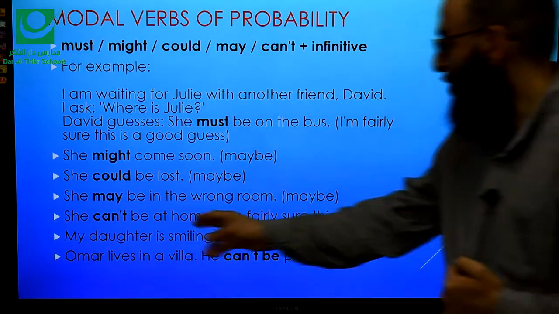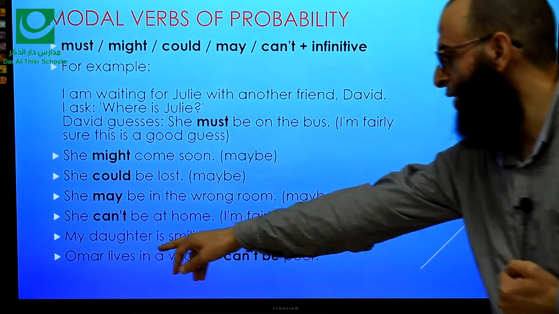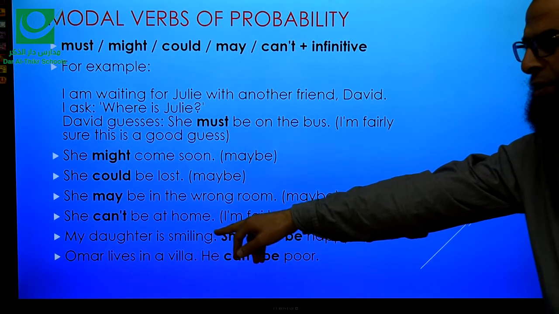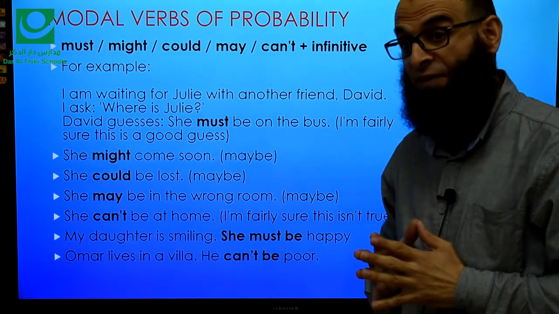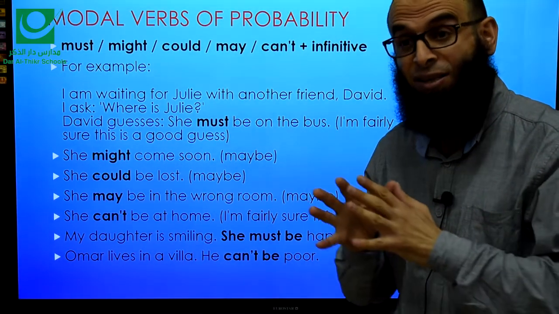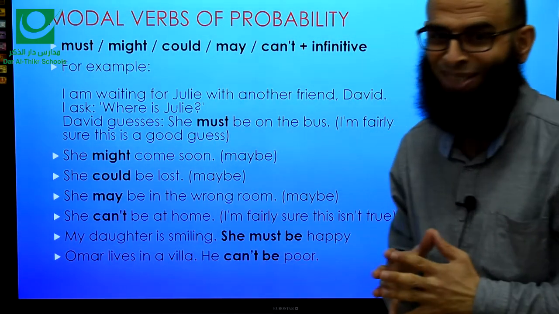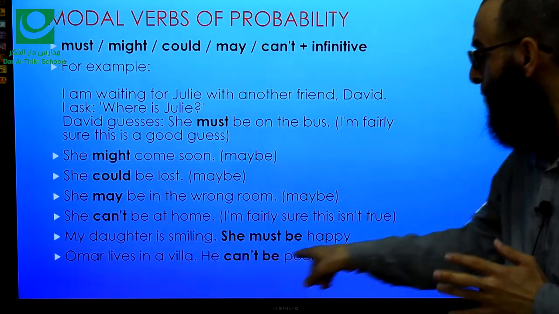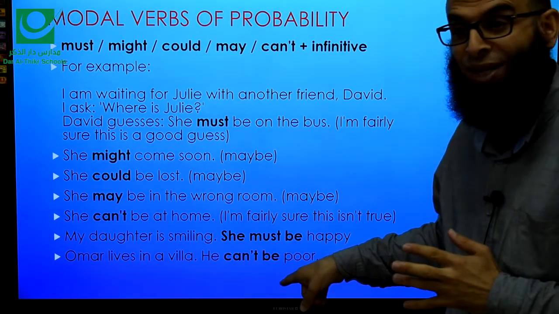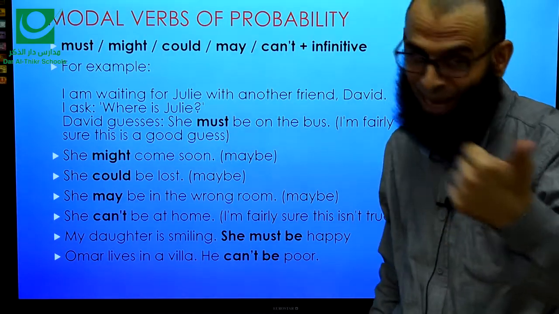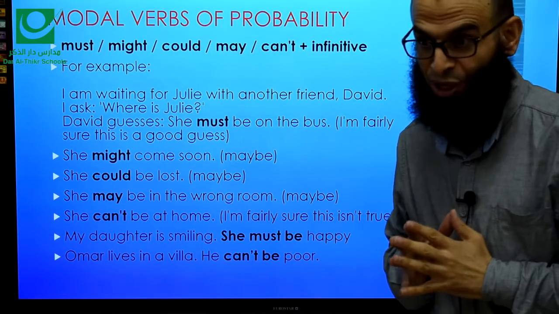Okay? The last example, Omar lives in a villa. Now, when I say that Omar lives in a villa, can I say that he is poor? Of course not. So I say he can't be poor. And he must be what? Yes, excellent. He must be rich.